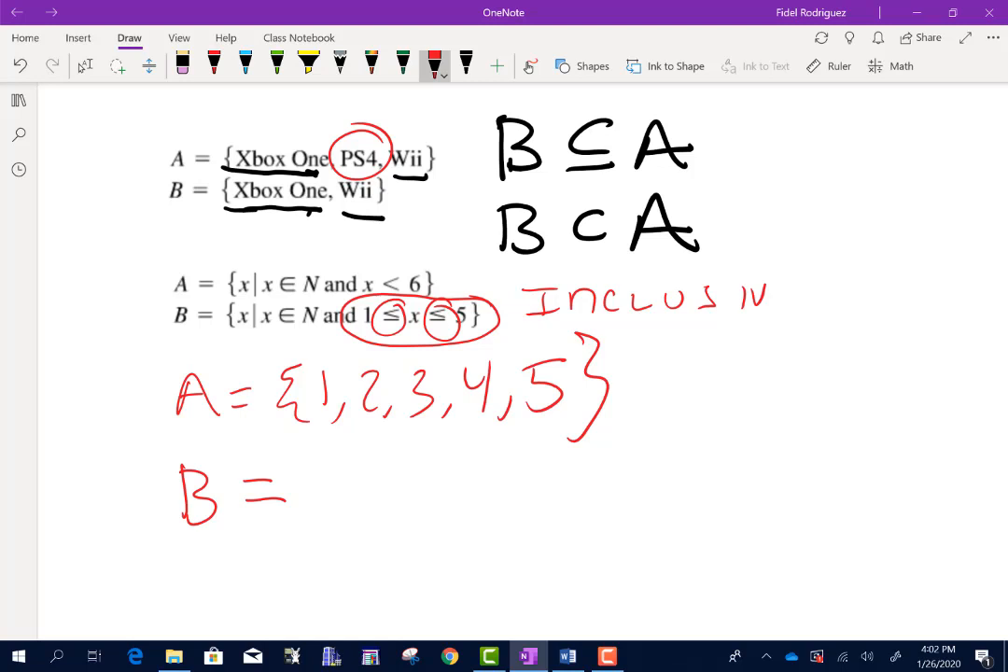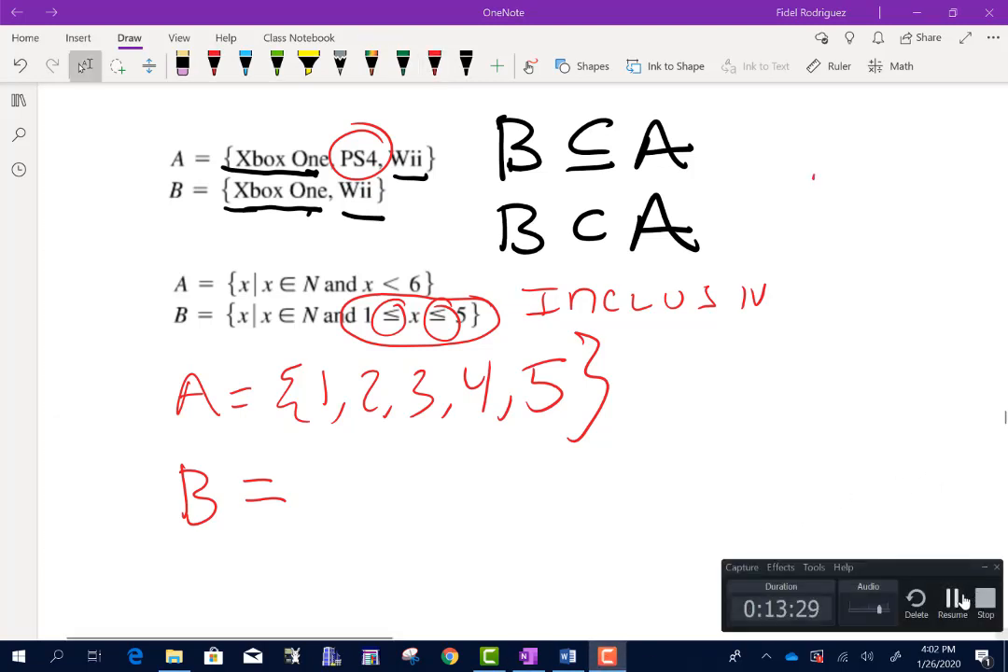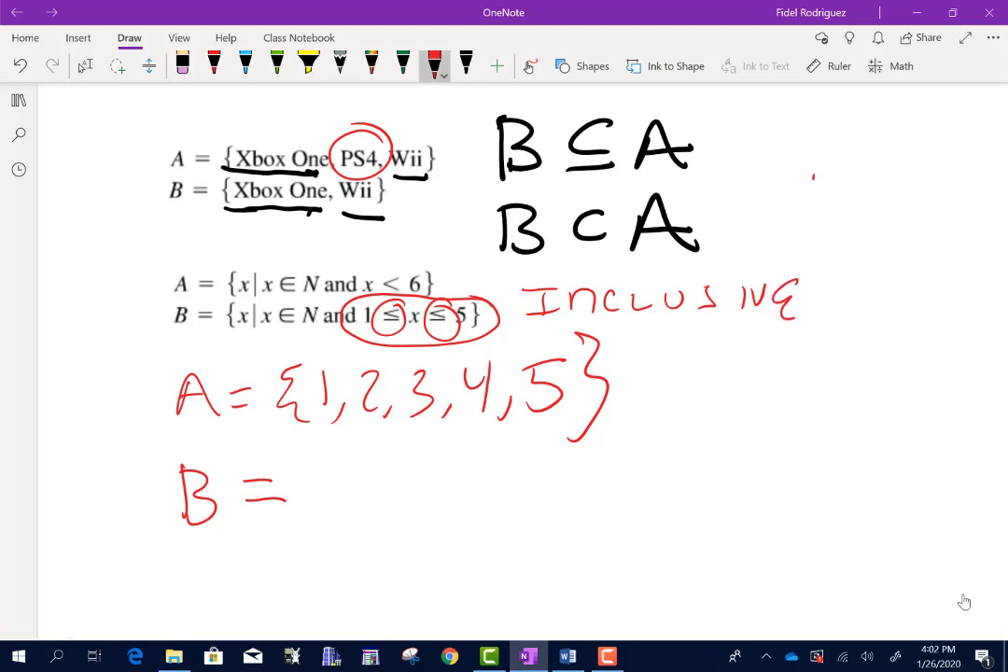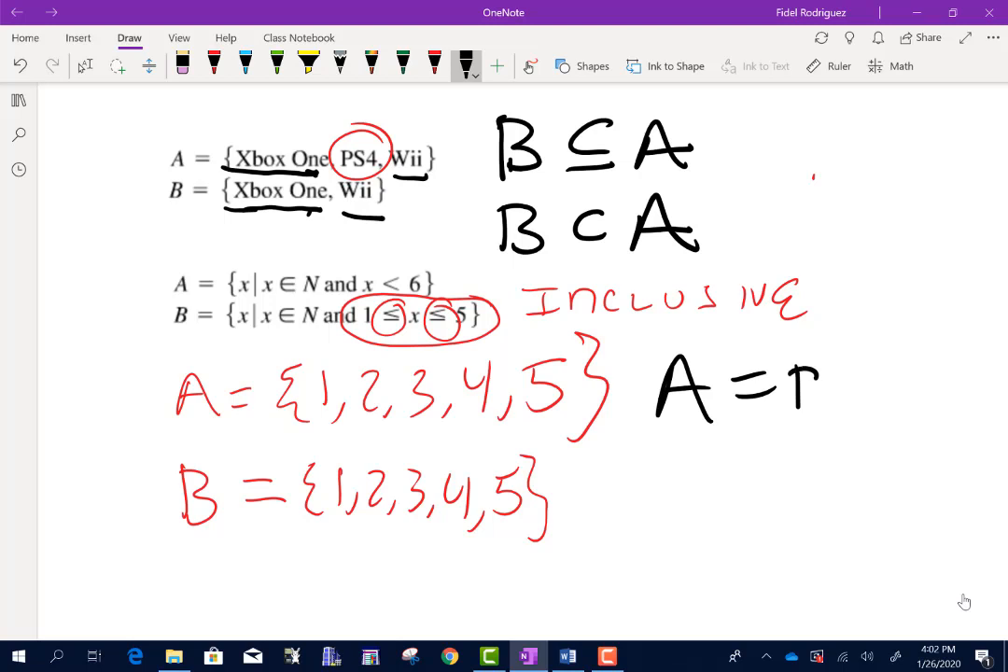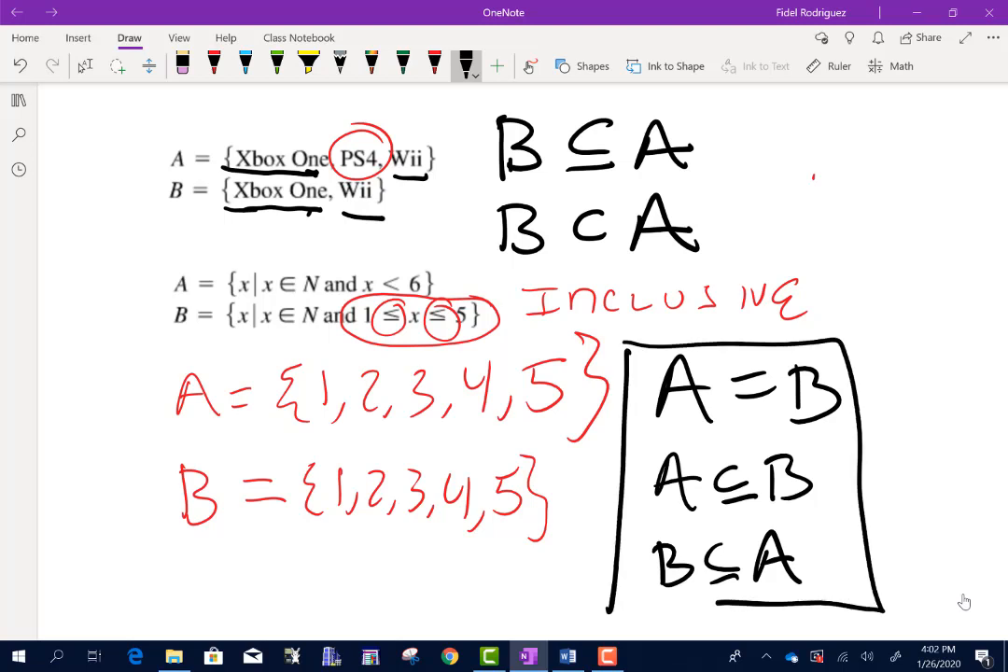Hold on, guys, my pen is acting up a little bit. Okay, let's see what works now. There we go. This is what the word inclusive means. So I'm going to start with the number 1, and we're going to go all the way until we get to 5. We know that those two sets are equal just by looking at them. And wouldn't you also agree that A is a subset of B, and B is also a subset of A? But they're not proper subsets because they are actually equal to each other. So for this one, these would be my 3 choices, okay?